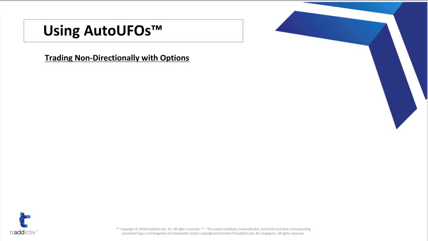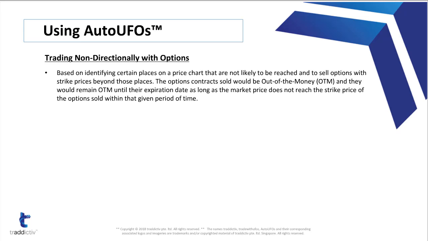My assumption, and this message is for traders who are currently trading options or are educated in the world of options trading, is this: you could trade non-directionally with options based on identifying certain places on a price chart that are not likely to be reached. You could sell options with strike prices beyond those places. The options sold would be out of the money, and they would remain out of the money until the expiration date, as long as that market does not reach the strike price of the options you have sold within that period of time.